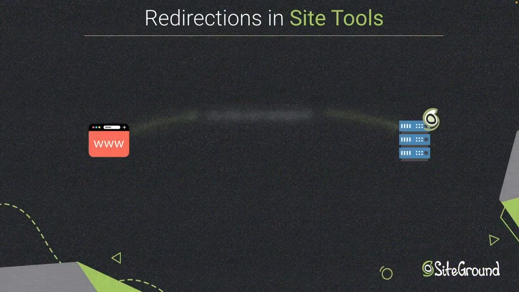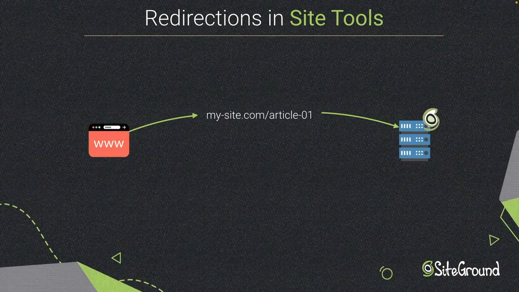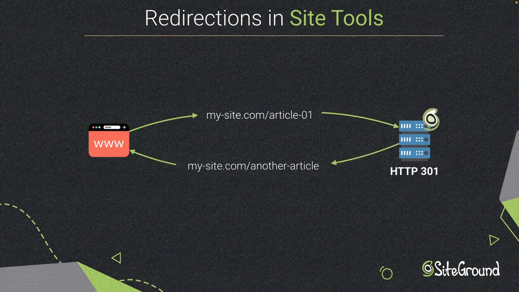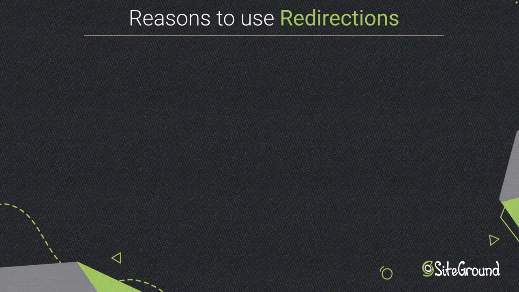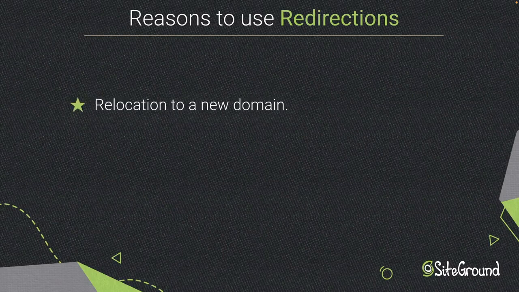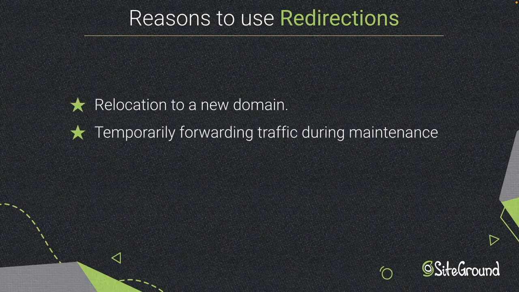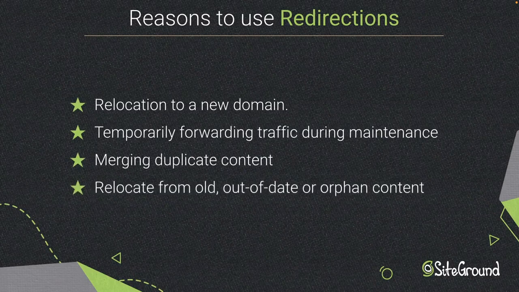A redirect is mostly a server automatic forwarding from one URL to another URL. These link redirects play a key role in the health of your website and you should use them for various purposes such as the relocation of a website to a new domain, temporarily forwarding traffic during service maintenance, merging duplicate content, and to relocate website visitors from old, out-of-date, or orphan content to new pages.